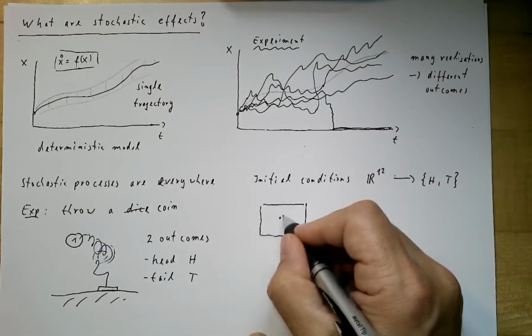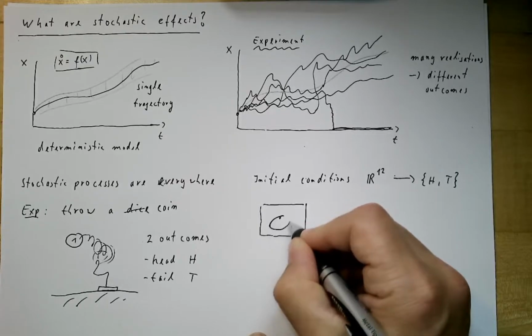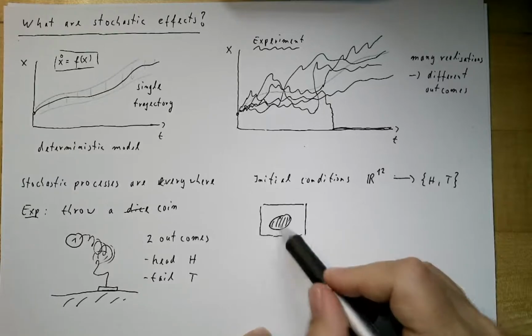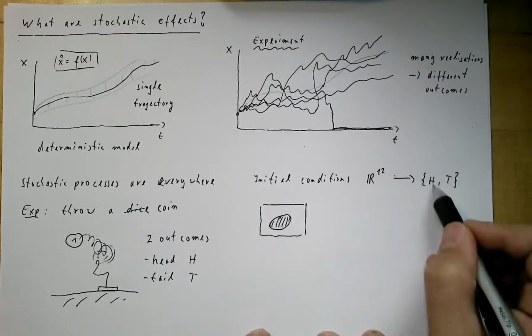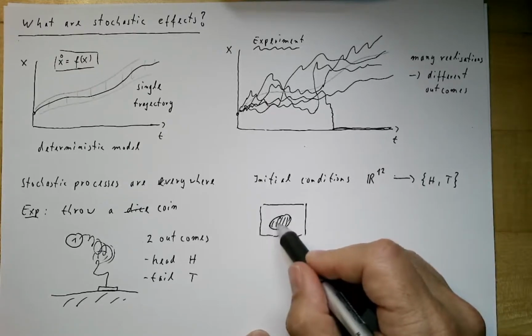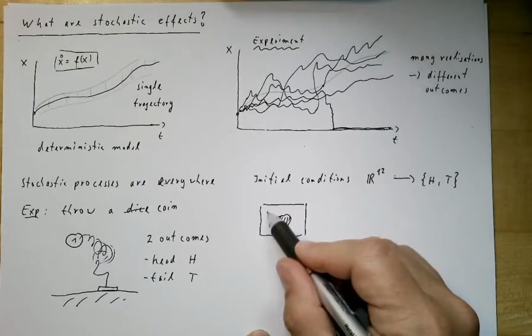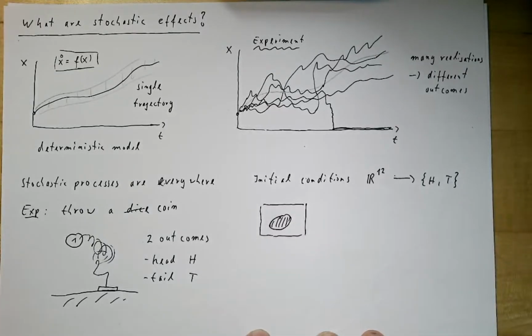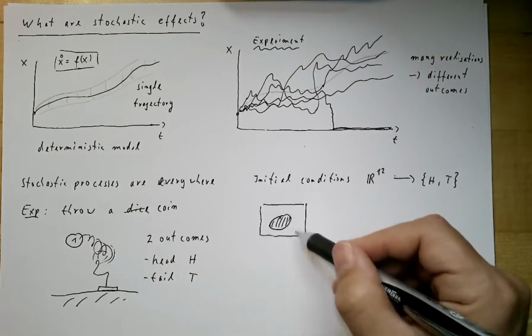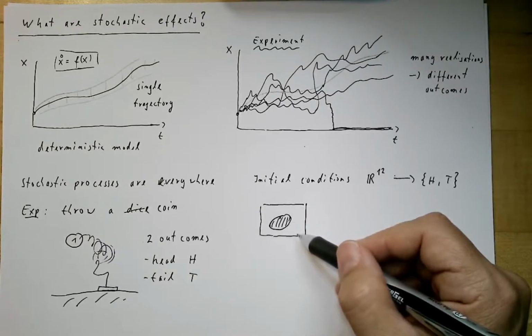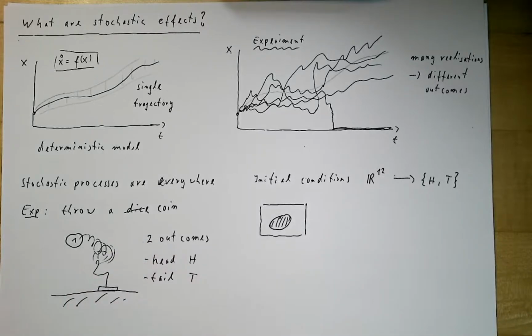And now it could be like this, that we have here such an area that all initial conditions in this environment here all lead to the result head, and all initial conditions outside of this would lead to tail. If this would be the case, then we could say this is a deterministic process, the throw of the coin.